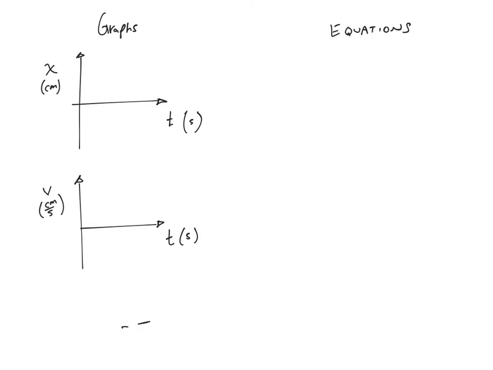So for the position graph, I'm just going to assume my car started at 0 centimeters at 0 seconds and went in the positive direction. So the graph would look something like that, right? And then the corresponding velocity time graph would look how? If you have a constant velocity, your velocity doesn't change, and you'll notice the slope of this graph is constant, right? And the slope of that graph is your constant velocity by definition.